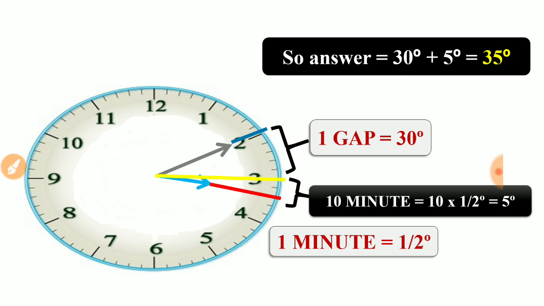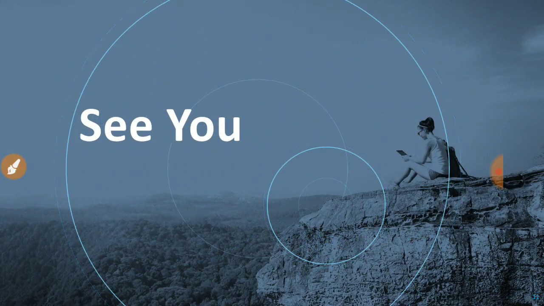Okay, after solving 1 or 2 or 3 questions, it will be a little easier for you. And always remember, one gap is equal to 30 degree and 1 minute equals half degree. Before solving any question, you have to draw a dial and find the movement of the hour hand from the reference line. Okay, so this is the topic of clock.